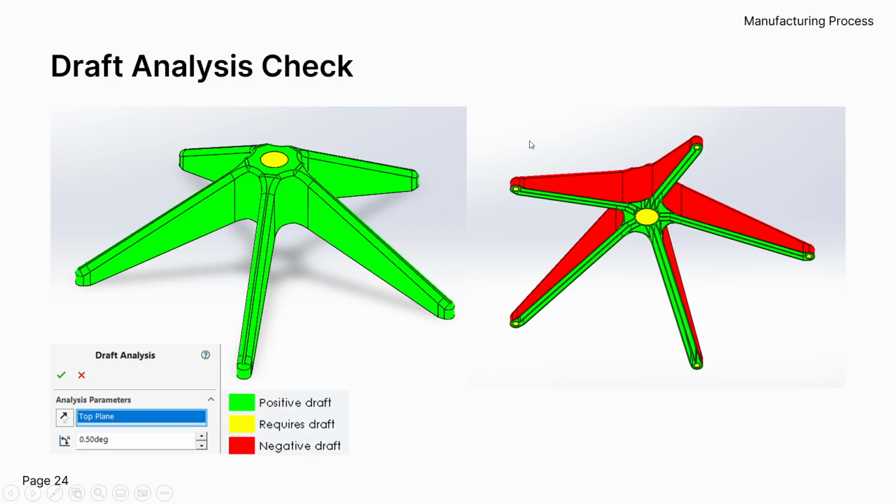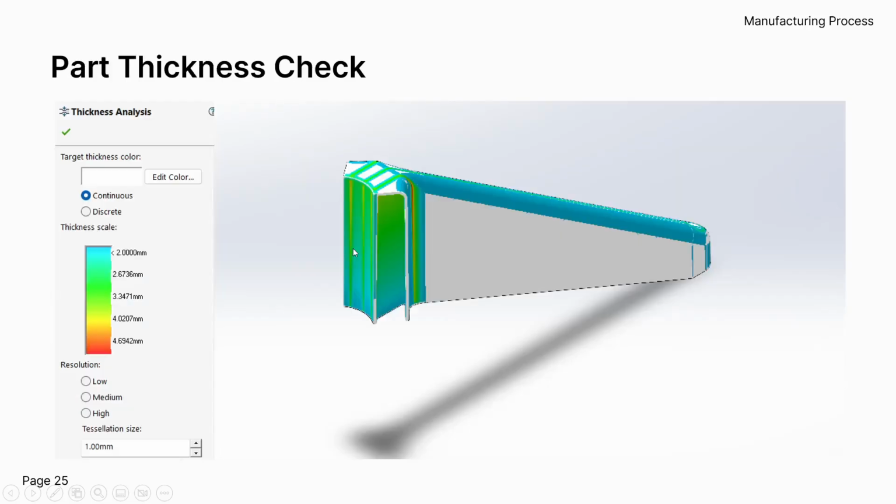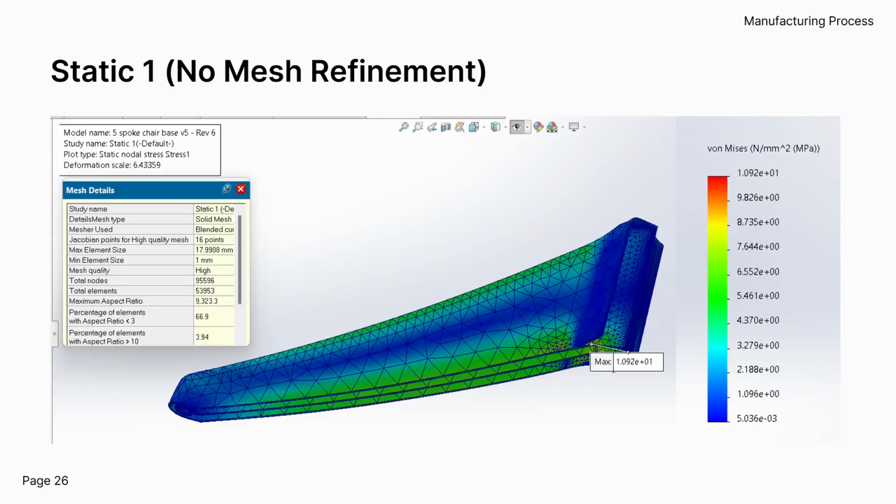Doing a draft analysis check, the green ones, positive and negative draft analysis check. A part thickness check to ensure that you have no thin or too thick parts that will cause sinking and flashing during injection molding. Understanding the basics of injection molding as well and how it works.